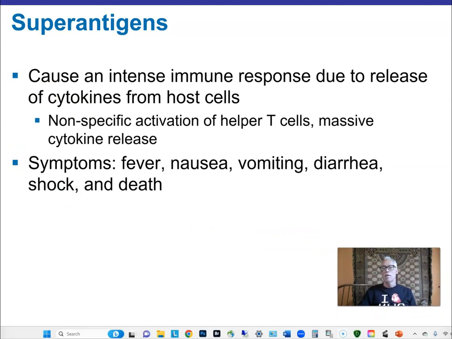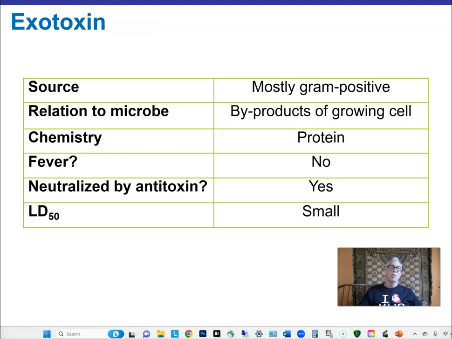So shock is what it's called when the blood pressure falls so drastically that there's not enough circulation to meet the needs of the body tissues. That's one of the things that happens when you have a superantigen response. You have so many cytokines causing vasodilation. Inflammatory chemicals are released, vasodilation, blood pressure tanks, and you can have shock and death.